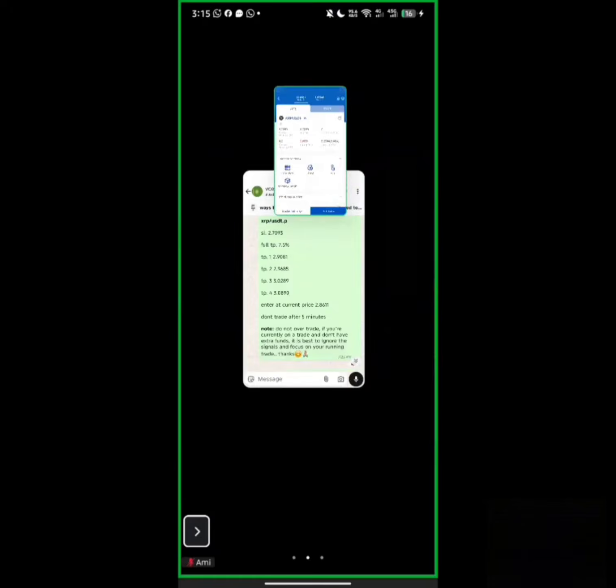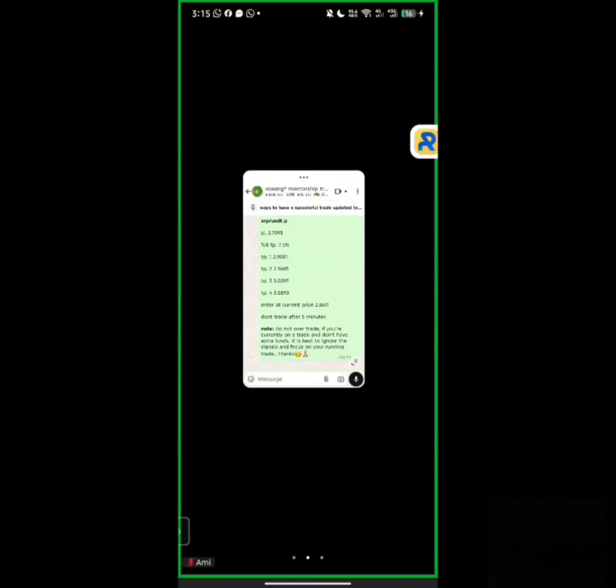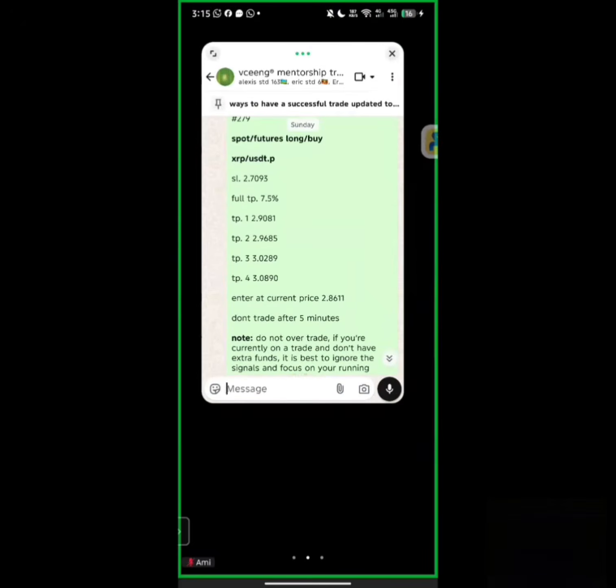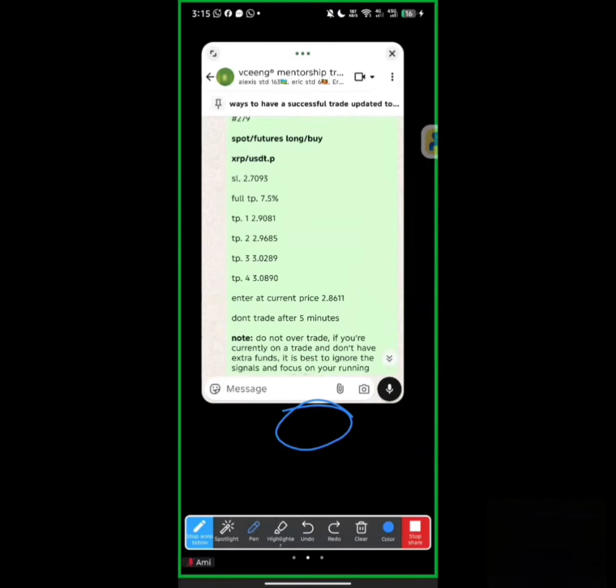After clicking on create, you have gotten the coin XRP USDT. That is the coin. Now the next thing is your strategy.